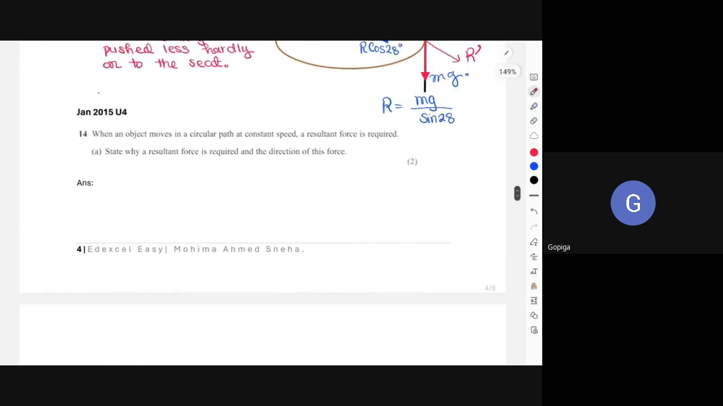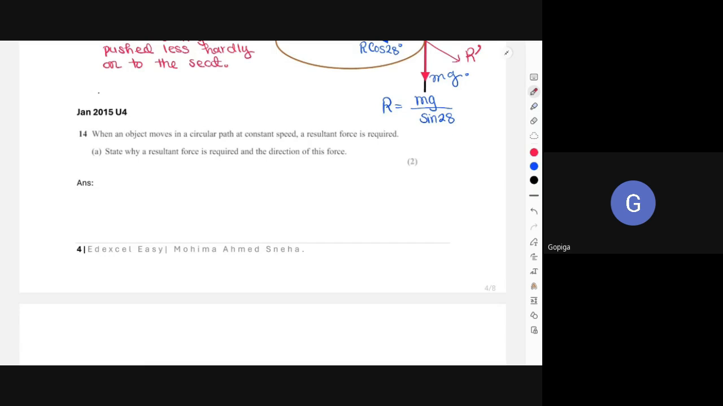Okay, now let's start with 14. When an object moves in a circular path at constant speed, a resultant force is required. State why a resultant force is required and the direction of this force. I know that answer. Obviously, we all know that answer, because in order to make it move in a circular pathway, it has to provide a change in velocity, right?